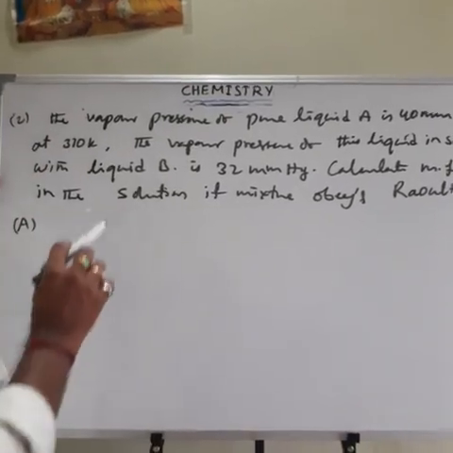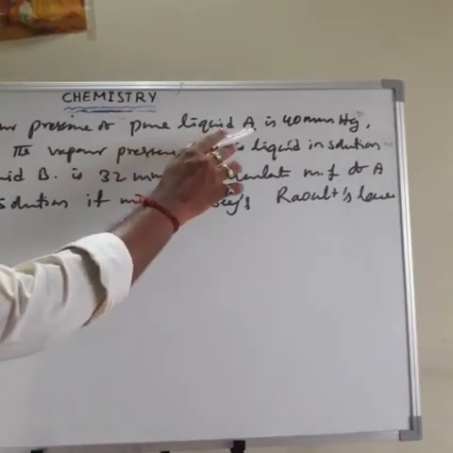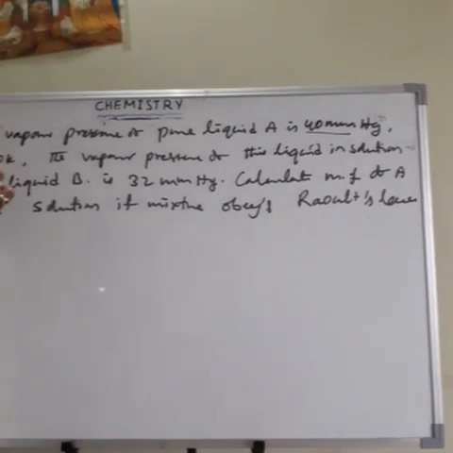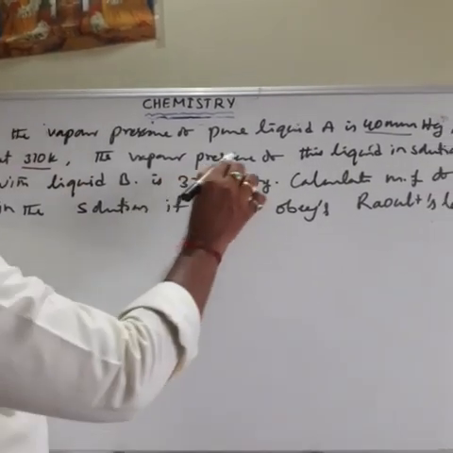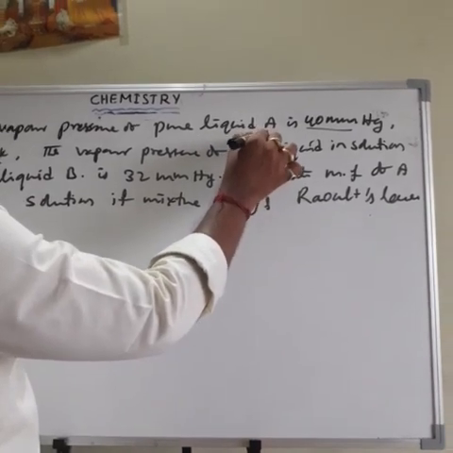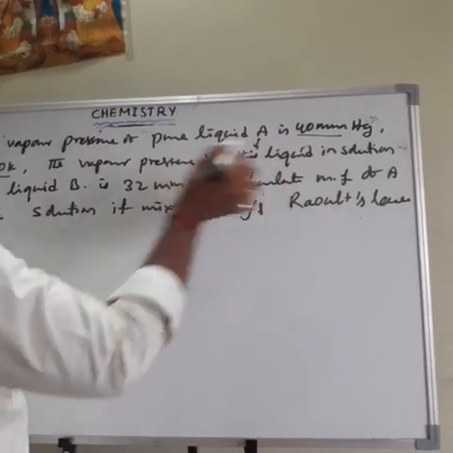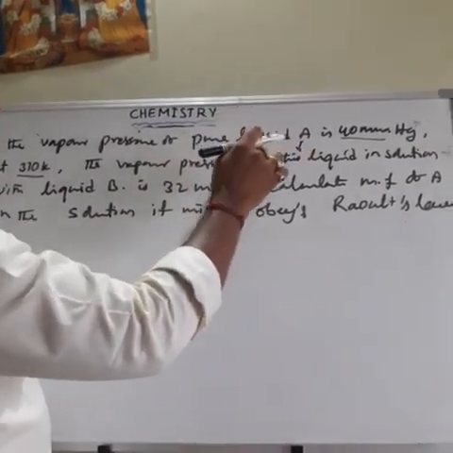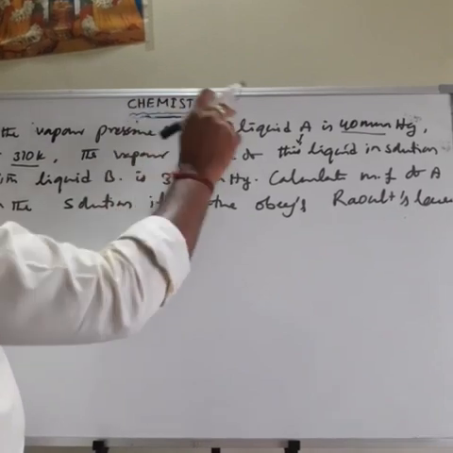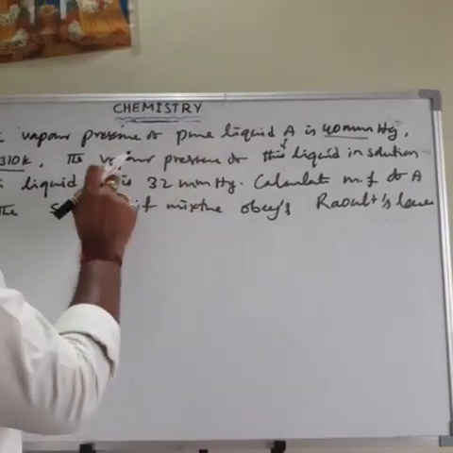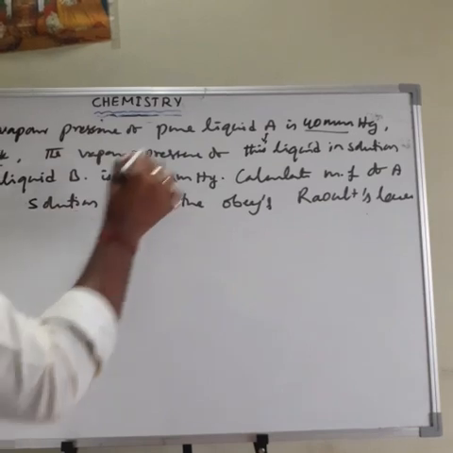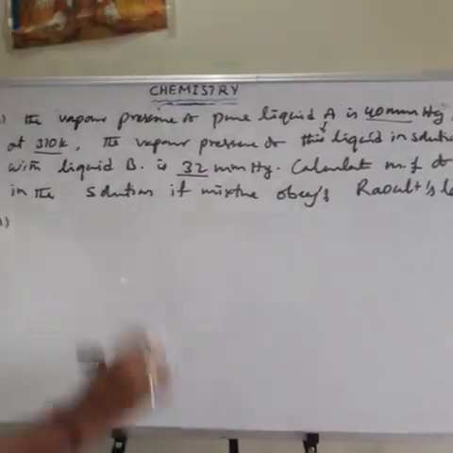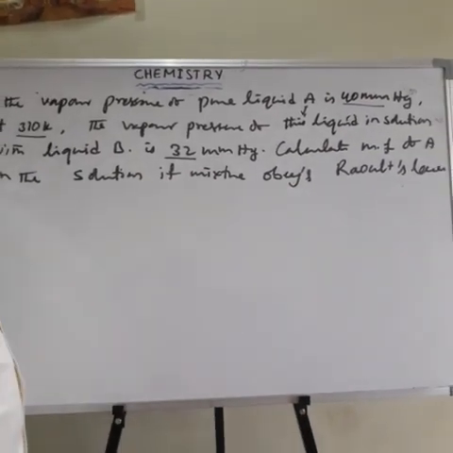This is the second problem. The vapor pressure of pure liquid A is 40 mm of mercury at 310 Kelvin. The vapor pressure of liquid A in the solution with liquid B, meaning A is mixed with liquid B, that is the partial pressure of A, is 32. This is the vapor pressure of pure liquid A. Calculate the mole fraction of A in the solution if the mixture obeys Raoult's law.